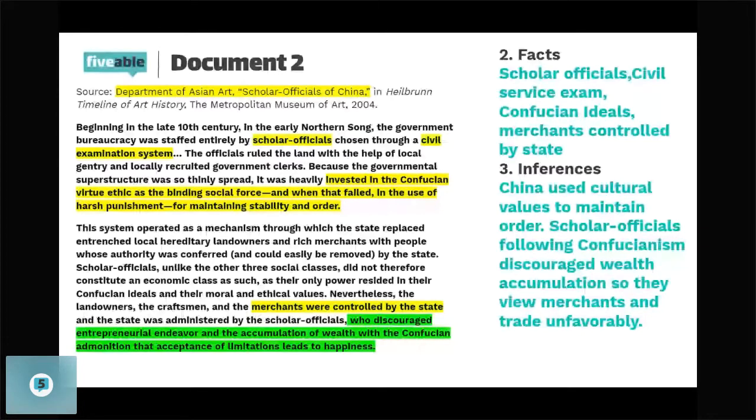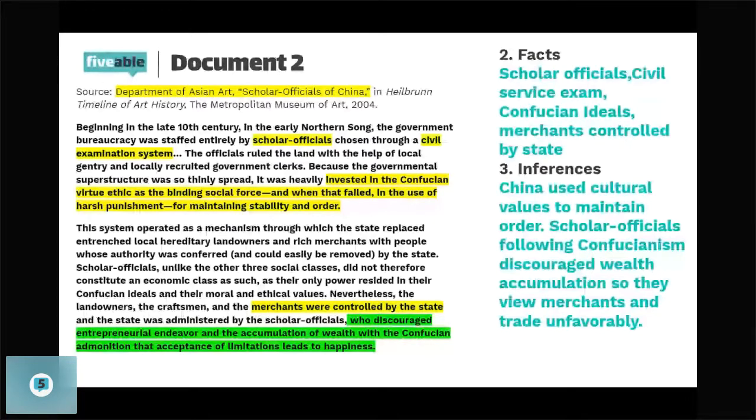were controlled by the state. So we have that in here somewhere. Okay, so few facts. So my inferences: China used cultural values to maintain order. Scholar officials following Confucianism discouraged wealth accumulation, so they must view merchants and trade unfavorably.